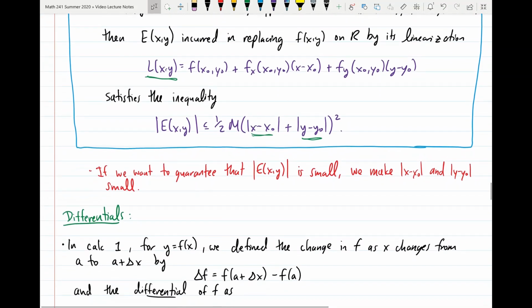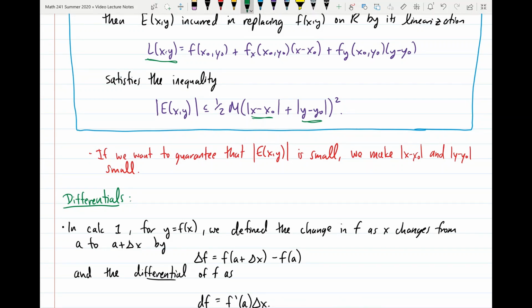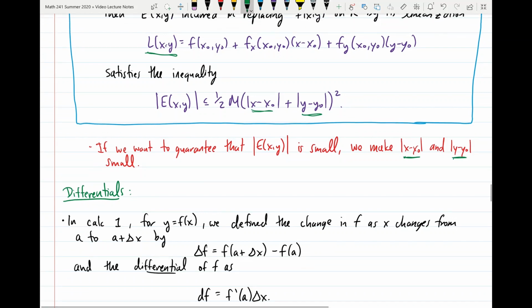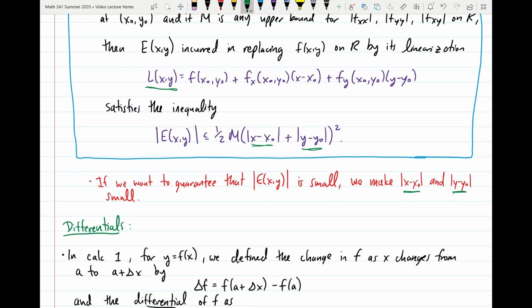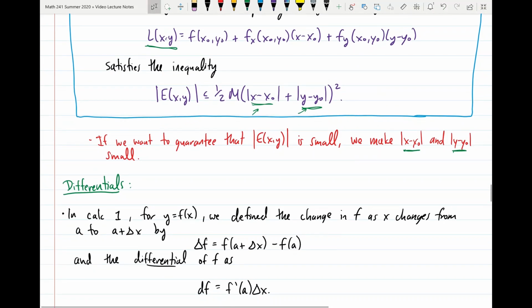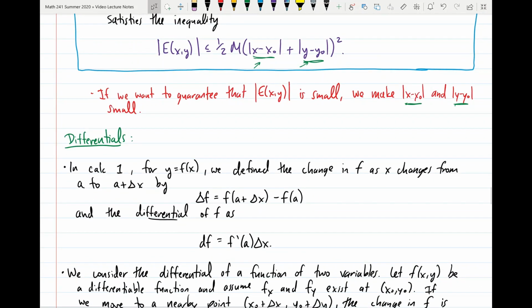And you can see if we want to guarantee that our error is really small, all we have to do is make sure that the absolute values of x minus x0 and y minus y0 are sufficiently small. Because if we make them really small, this 1/2 times m times the quantity x minus x0 plus y minus y0, squared, this whole right side of the inequality is going to get smaller and smaller. So we can be sure that the error is going to be small as we approximate our function f.